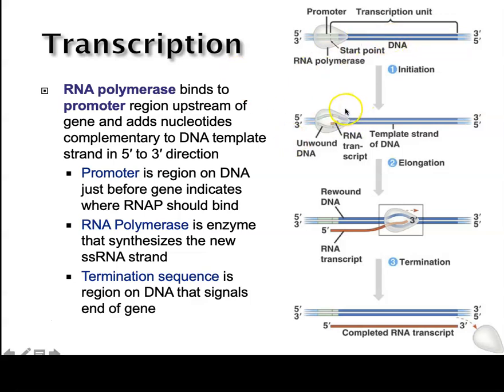The beginning of the gene we can find by the promoter. That's the region of DNA right before the gene. It's telling RNA polymerase where to get started. How does it know where to end? Well, there's a termination sequence at the end, and the RNA polymerase will fall off, and then it knows it's done. Here is the little RNA transcript that is being made. So we're making a temporary single-stranded RNA copy of the DNA.